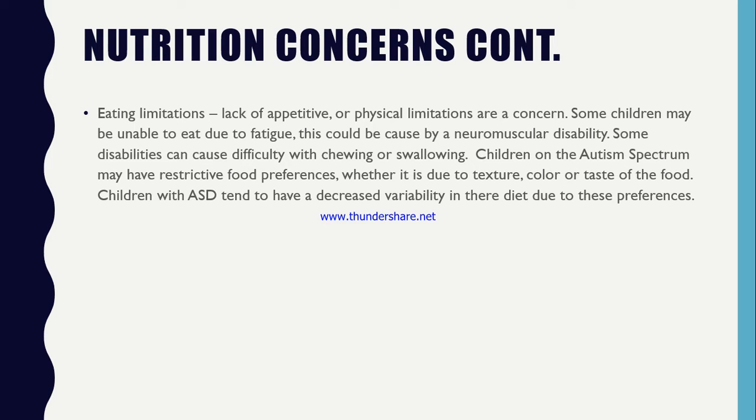There are also eating limitations. This could be due to the lack of appetite or physical limitations that are a big concern. Some children may be unable to eat due to fatigue, and this could be caused by neuromuscular disorders or disabilities. Some disabilities can cause difficulty with chewing or swallowing, and children that are on the autism spectrum may have restricted food preferences, whether it's due to the texture, color, or taste of the food. Children with autism tend to have a decreased variability in their diet due to these preferences.